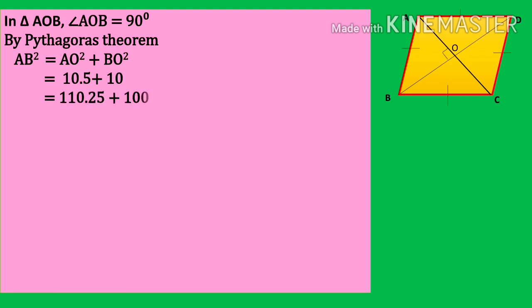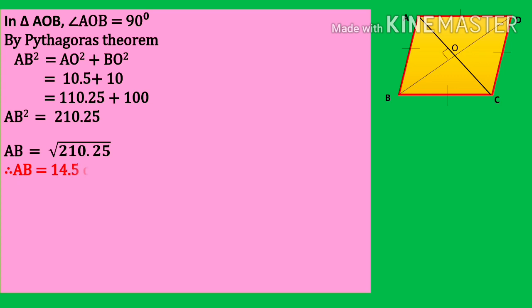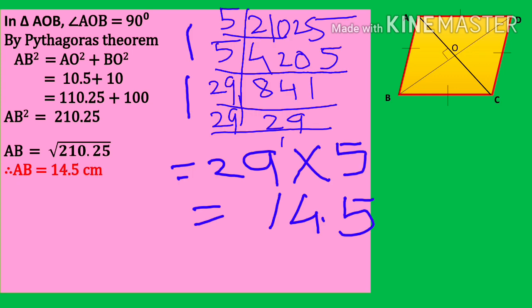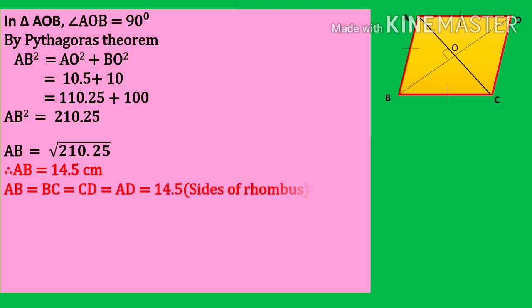Square of 10.5 is how much? 110.25 plus square of 10 is 100. Addition of this number is how much? 210.25. So we will do the square root of 210.25. By prime factors, you will get the value of AB 14.5 centimeter. So AB is 14.5 centimeter.